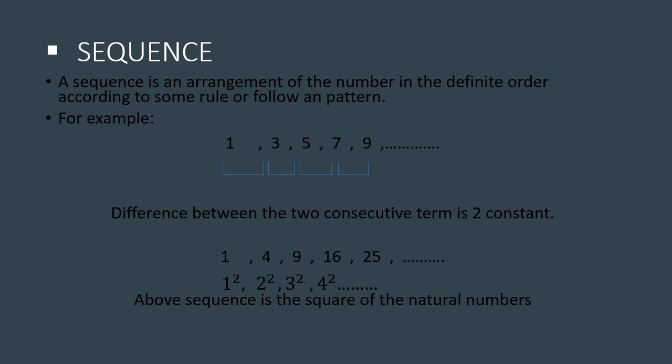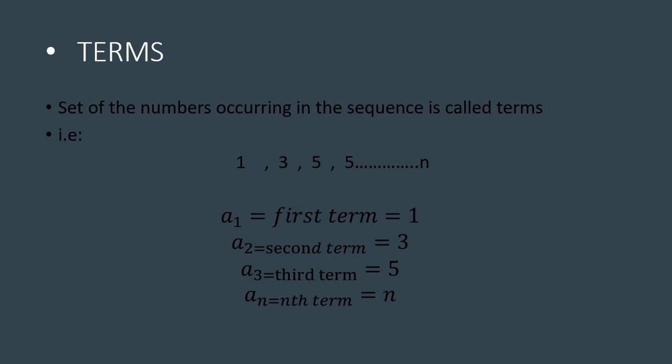I hope you are clear on all of this. If not, let's see some more examples. Another very important thing is the term. The numbers occurring in a sequence are called terms.